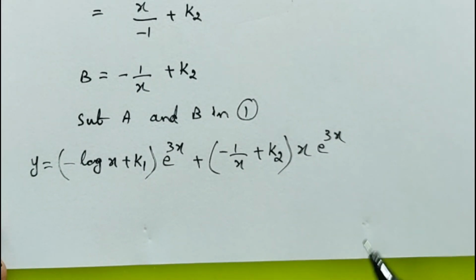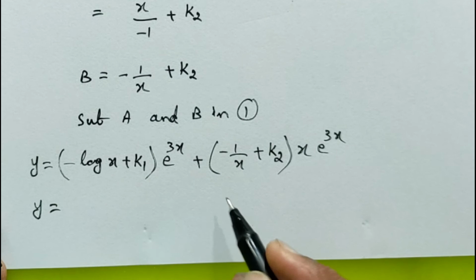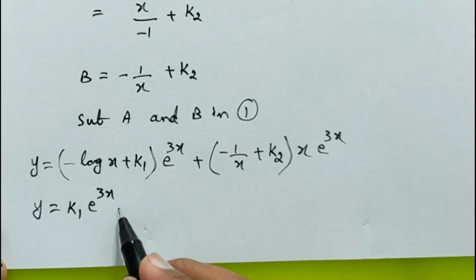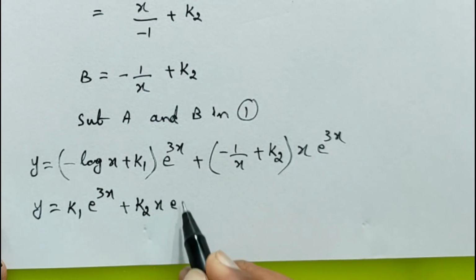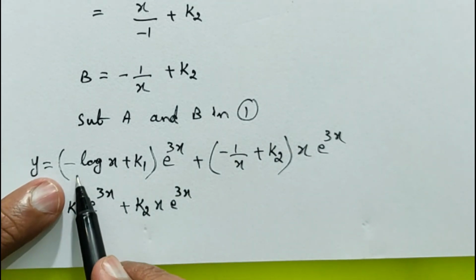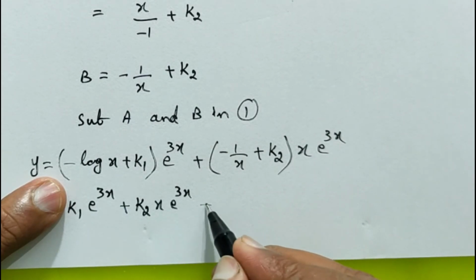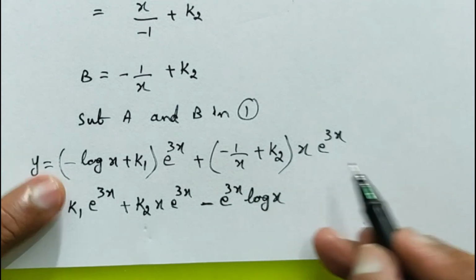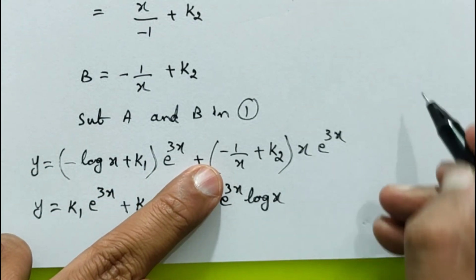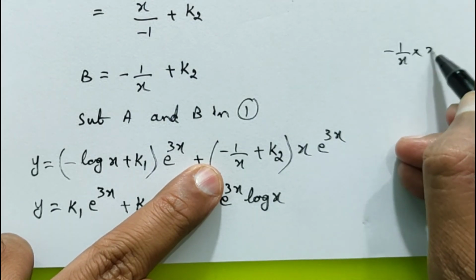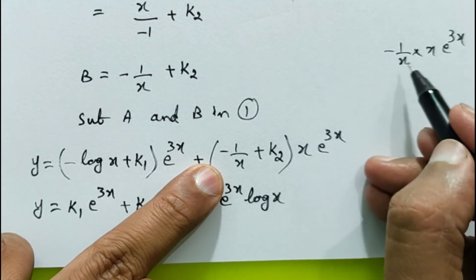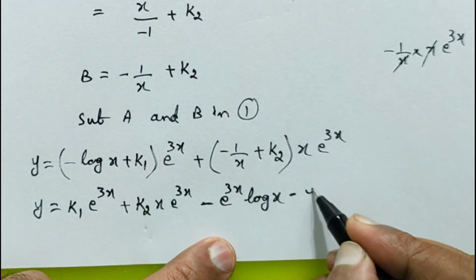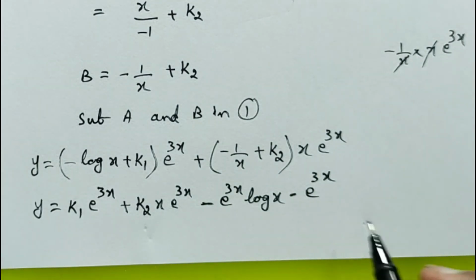Now we'll simplify this result. Y will be, first write down k1, so it is k1 e power of 3x. Next, we have k2 x e power of 3x. Next, you multiply minus log x with e power of 3x, so minus e power of 3x into log of x. Here you have minus 1 by x into x e power of 3x. However, this x and x will cancel out, and you will just be left with minus e power of 3x. So that's the required solution.